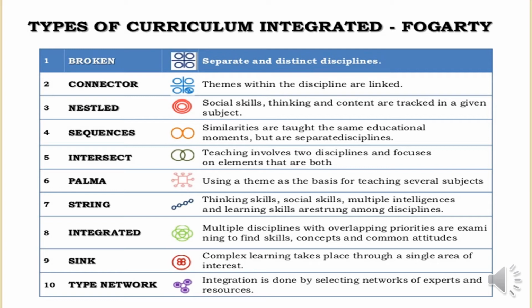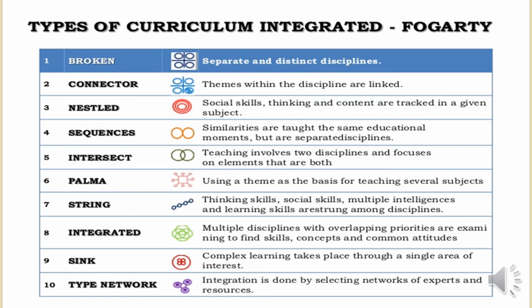Palma focuses on using one central theme for teaching several subjects. So in the case of Belize, most of the time we have various celebrations. If we consider the September celebrations, teachers try to integrate that in all the subjects that are taught. So that is how the Palma integration works.